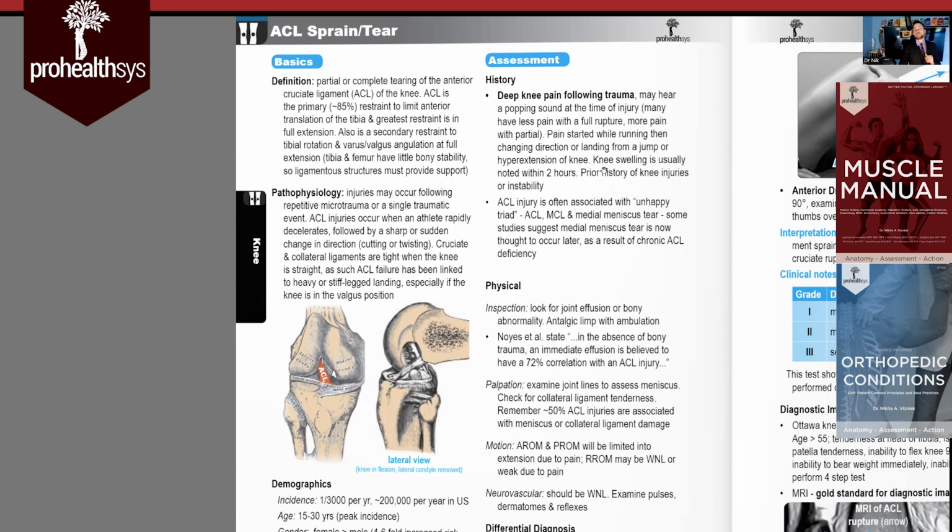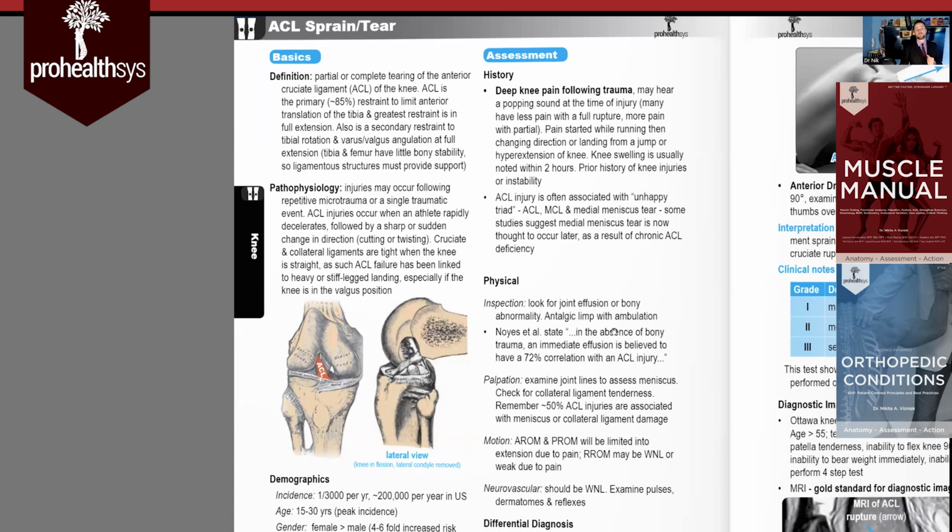Knee swelling is usually noted within 2 hours, I should say. It may even come on quicker than that if they've ruptured any significant vessels or have another coexisting injury that occurred with it at the same time. ACL injuries are often associated with this unhappy triad: ACL, MCL, and medial meniscus. But don't close your mind to this. There is also research out there that says you can have other damage as well. PCL injuries occur quite commonly with this. You can have lateral meniscus tears. All of that can occur too. It should be in your brain to do a full evaluation of your client or patient.